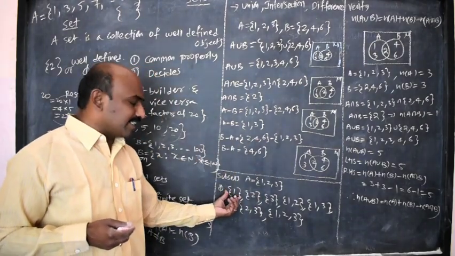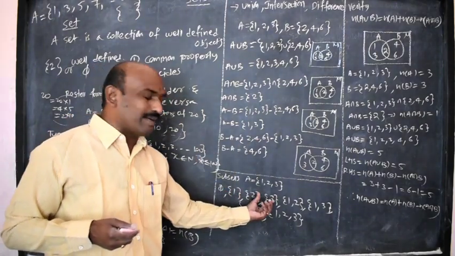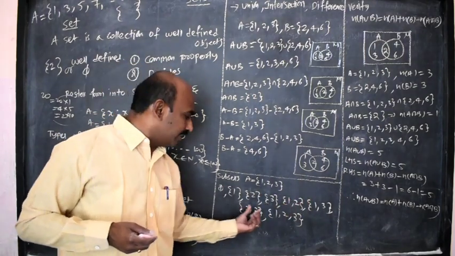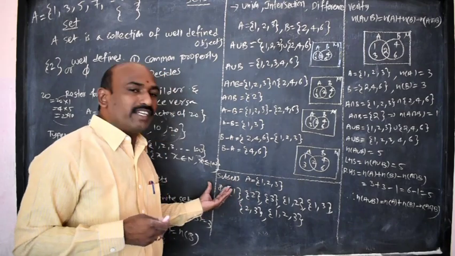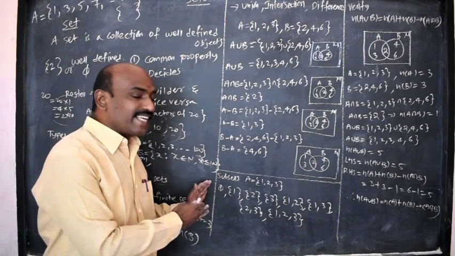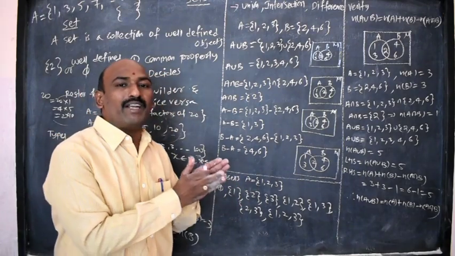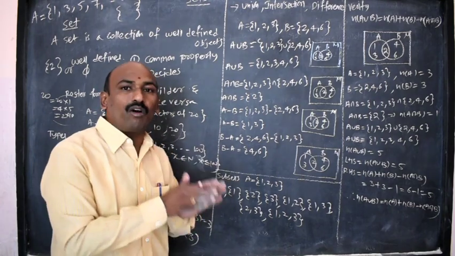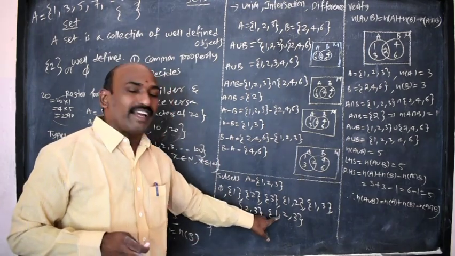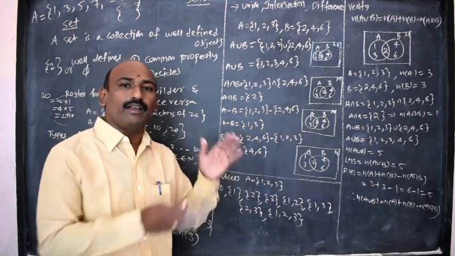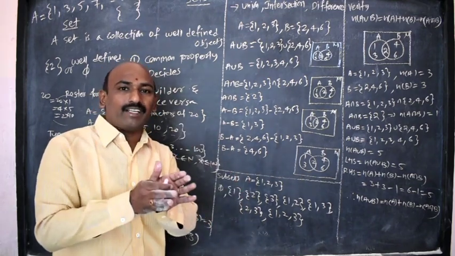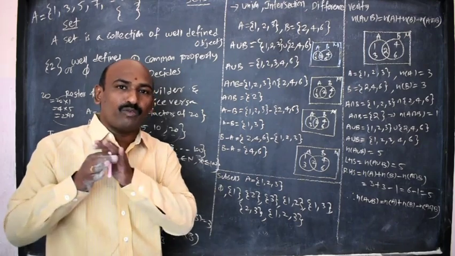Here: phi, single element 1, single element 2, single element 3, then {1, 2}, {1, 3}, {2, 3}, and {1, 2, 3}. Like this, first of all we write the empty set, next the one-element possibilities, next the two-element possibilities, and finally the three-element one. In the same way, if you have 4 elements, you go in the same order: single elements, 2-element combinations, 3 elements, 4 elements, like that.